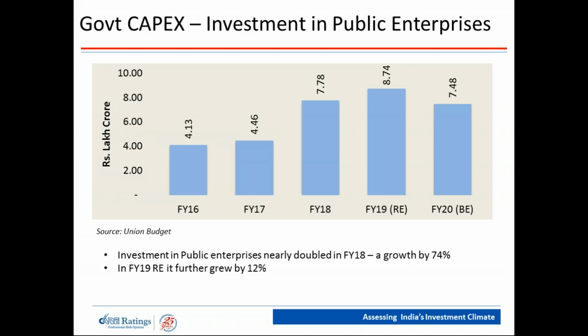Investments in public enterprises too have witnessed a noteworthy increase since FY 18. On a year-on-year basis, investments in public enterprises grew by 74% in FY 18 and by an additional 12% in FY 19. The government's higher capex should get reflected in other variables, however with a lag. A part of the higher performance of capital goods segment in the IIP can be attributed to higher government expenditure.